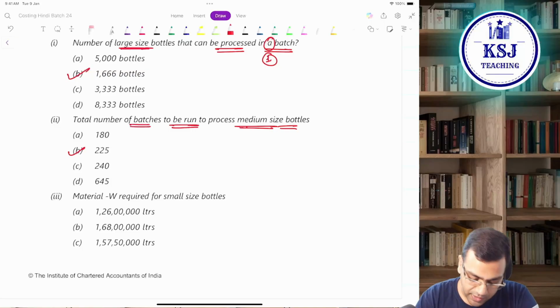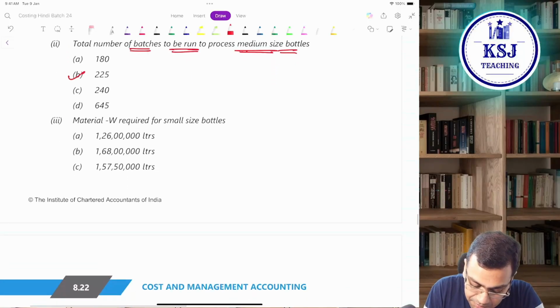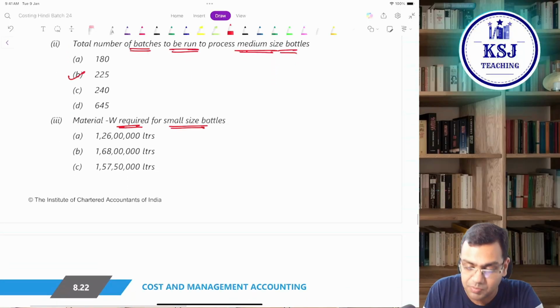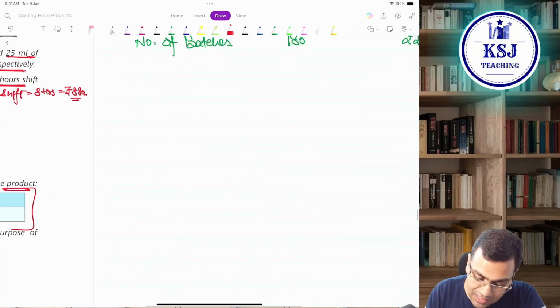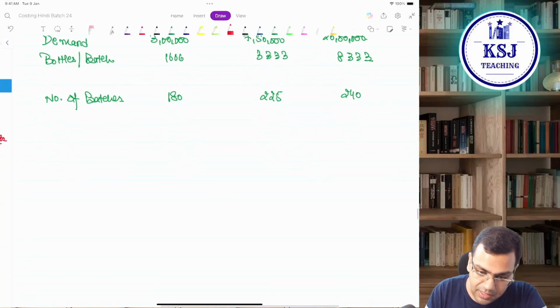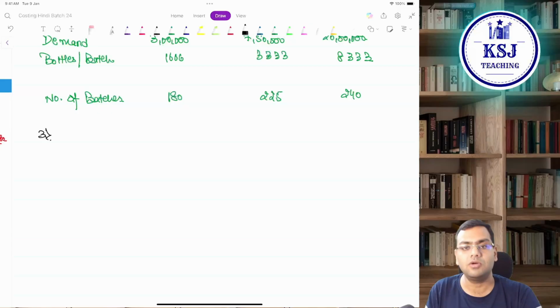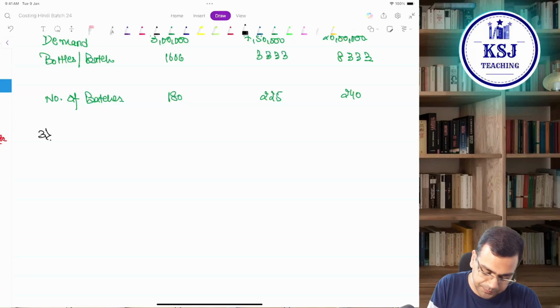Next, they ask about material W required for the small size bottles. That is the raw material requirement. Again, the raw material requirement will depend upon the number of bottles to be manufactured, and the number of bottles will depend upon the demand of the product. So this is how the interpretation is to be done. The third working note we'll prepare is on raw material requirement.